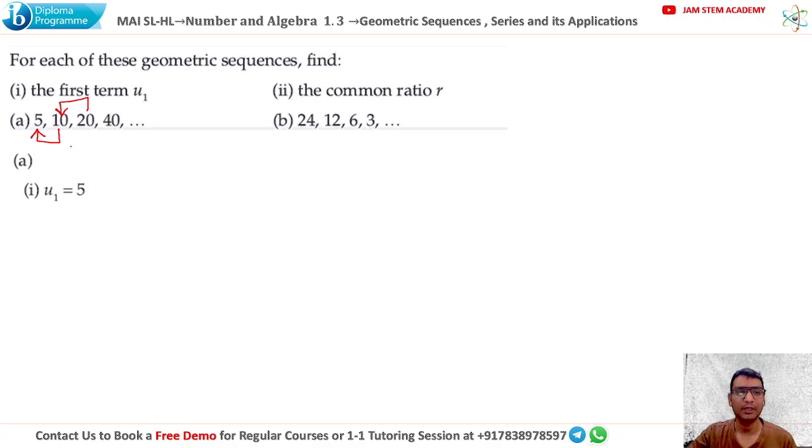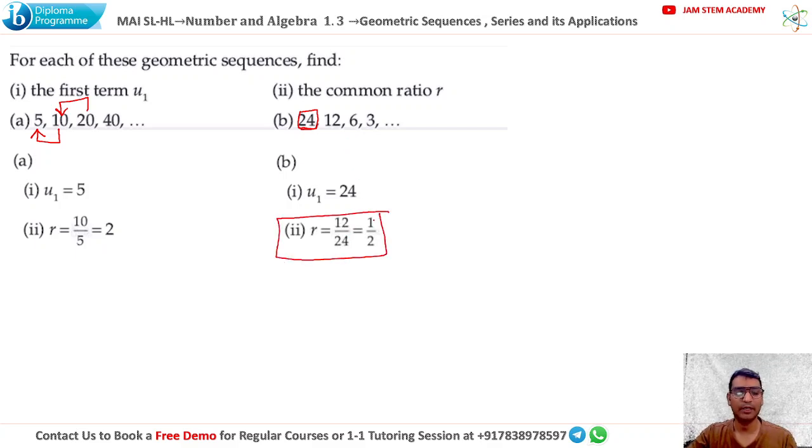It is a GP, right? So hence we can say the common ratio is nothing but 2. Similarly, for the second case, the first term is 24, right? And in order to get the common ratio, simply divide 12 upon 24, which will give you the common ratio. So 12 by 24, which is half, is the common ratio for this GP. You can also choose any term, divide it by the previous term, and that gives you the common ratio.